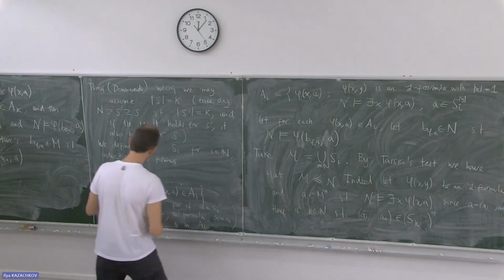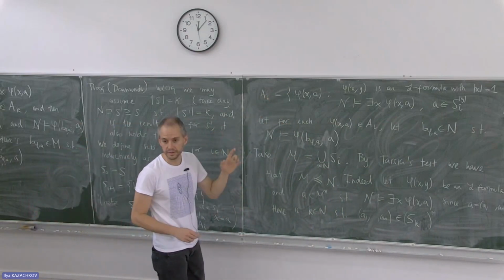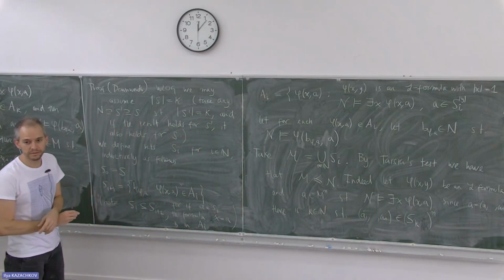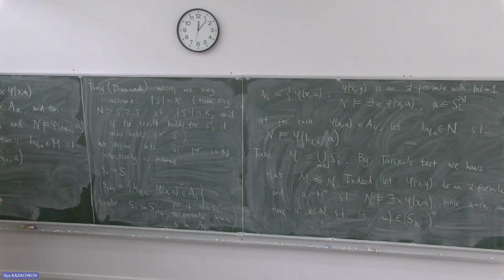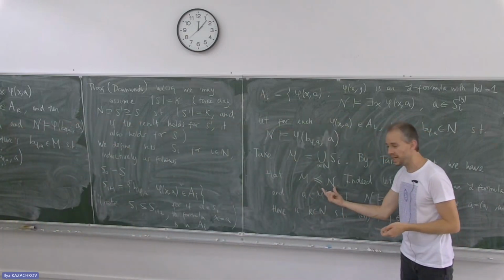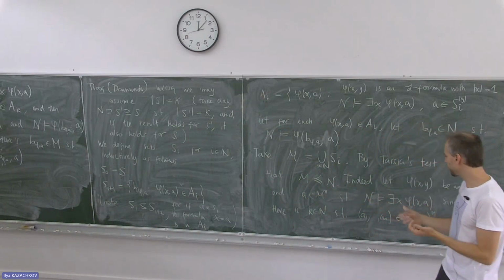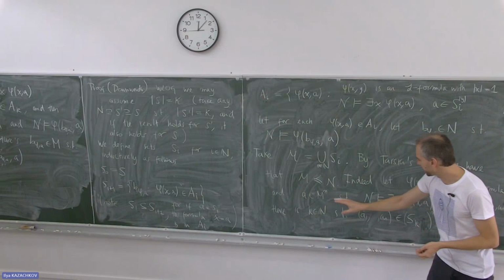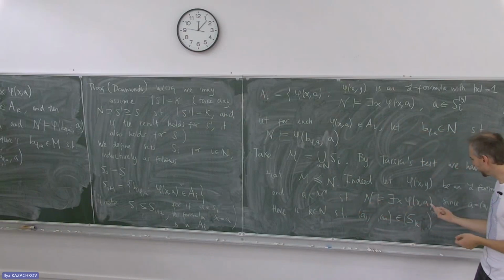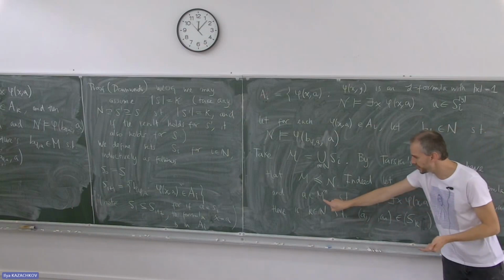Well, I collect all these witnesses for every formula in this set. Right? And then what I said is that since now I want to apply the Tarski test with respect to M and N, right? To show this, right? So the Tarski test was saying that if this is true for N, then I must find a witness of this already in M.